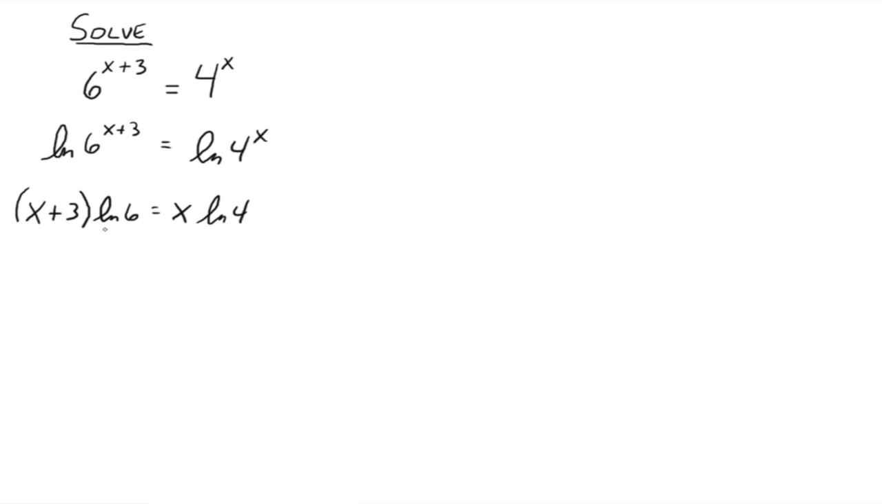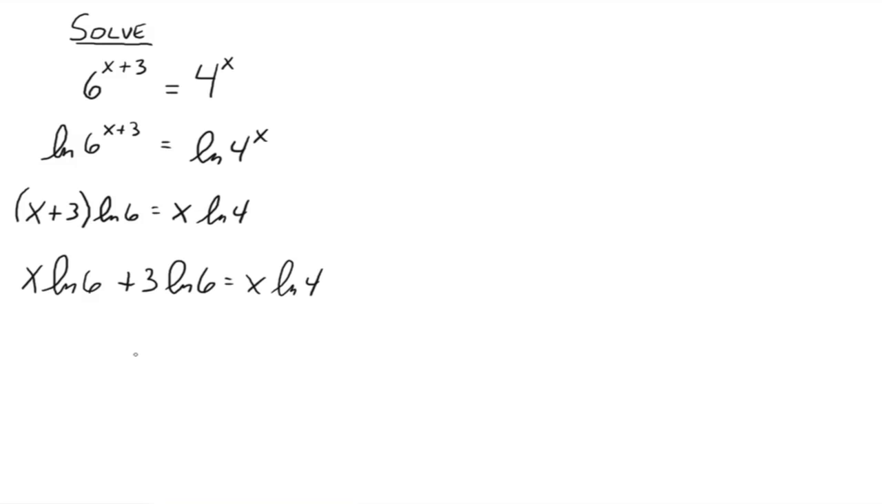All right, so now remember, the natural log of 6 is just a number. The natural log of 4 is just a number. You've got x's on both sides of the equation. Our goal is to isolate x. Well, since the natural log of 6 is just a number, we can use what property to multiply that times x plus 3? Yeah, the distributive property. So we take natural log of 6 and distribute it through to the x, and you'd have x natural log of 6. Distribute it through to the 3, so you'd have plus 3 natural log of 6 equals x natural log of 4. See how that worked?